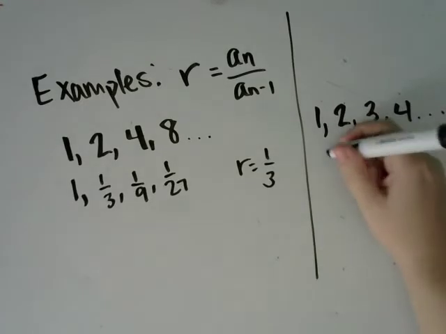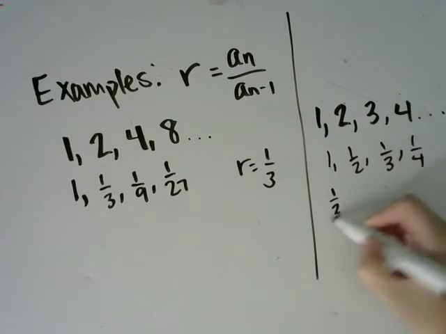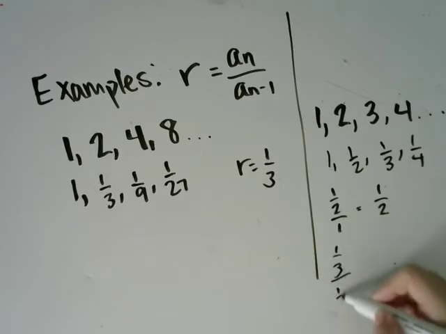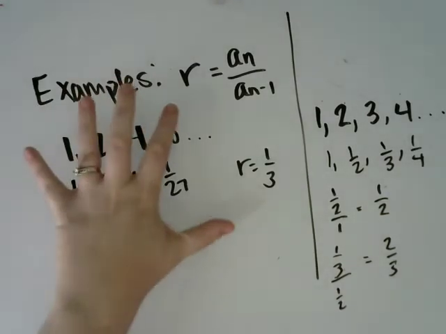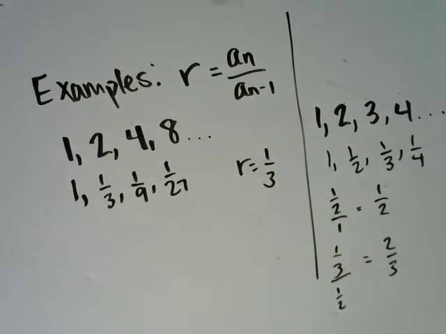Some things look geometric in nature but actually are not. For example, 1, 1/2, 1/3, 1/4. If you attempt to do a ratio, 1/2 over 1 is 1/2. 1/3 over 1/2 is 2/3. And 1/4 over 1/3 is 3/4, and you don't get a common ratio. So when you're evaluating geometric sequences, you're really looking for multiplying by a constant amount each time, and that constant amount is referred to as the common ratio.